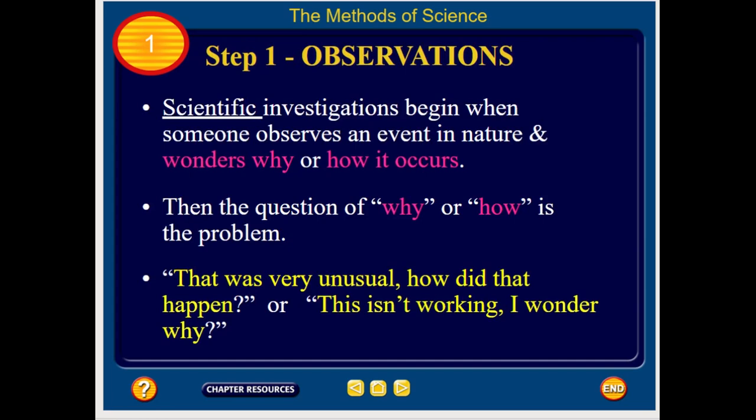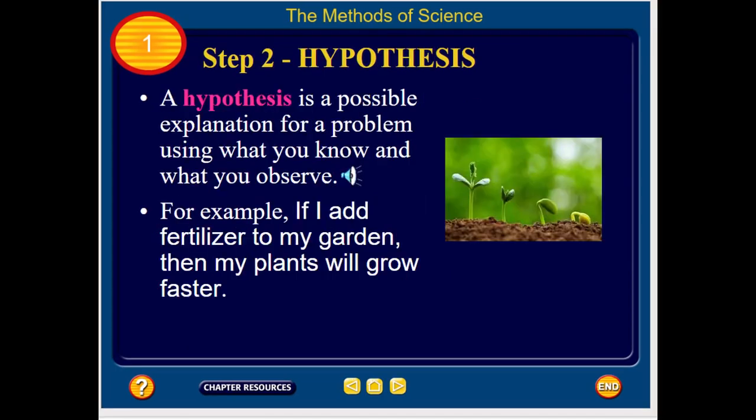Step 1, observations. Scientific investigations begin when someone observes an event in nature and wonders why or how it occurs. Then the question of why or how is the problem. That was very unusual. How did that happen? Or this isn't working. I wonder why.